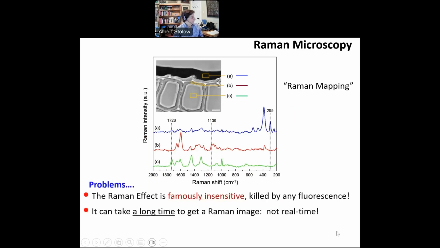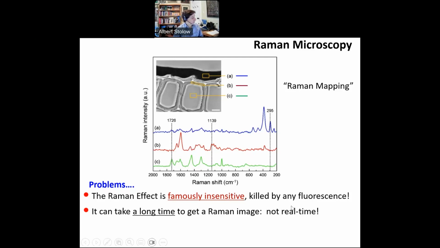But there's a problem. The problem is that the Raman effect is very, very insensitive. The molecule is a very small modulator. It doesn't give much signal. If there's any fluorescence from the sample, which there could be, then the fluorescence will be much, much larger than this Raman effect, and it will be completely overwhelming your signal. You won't see this tiny amount of light from the Raman effect.